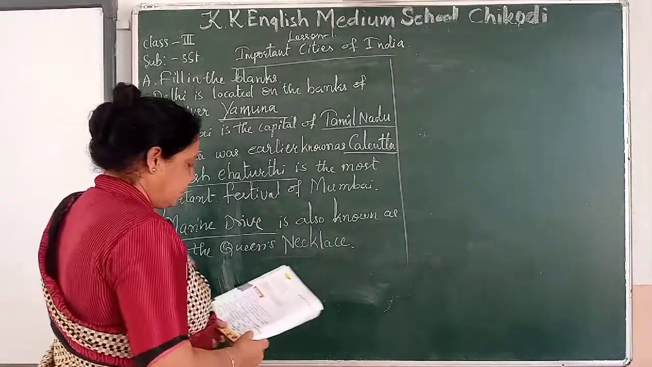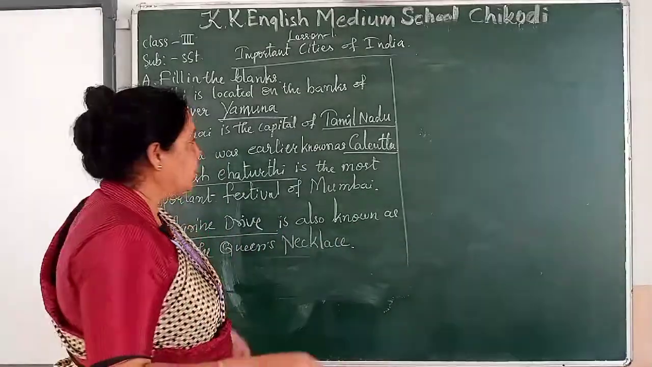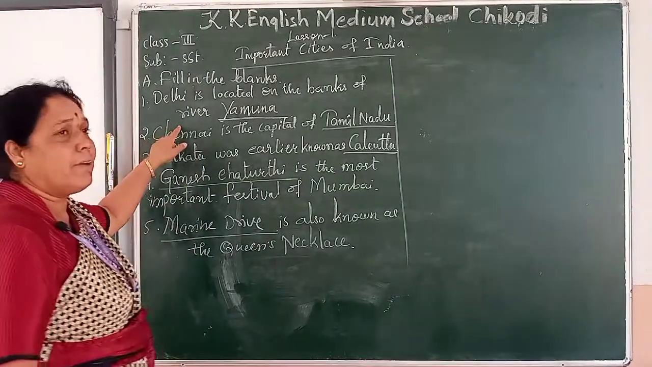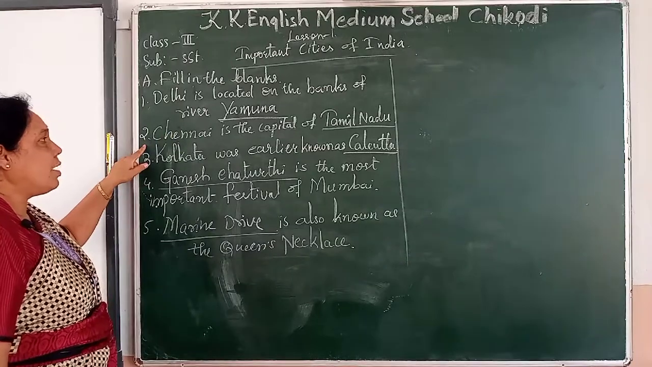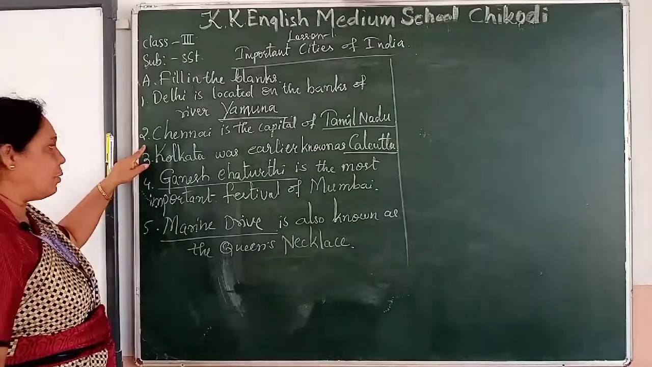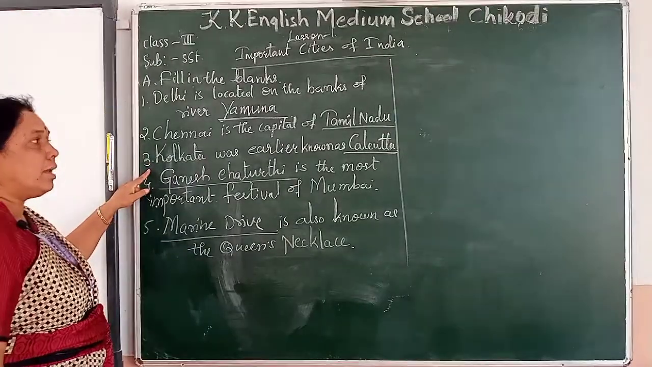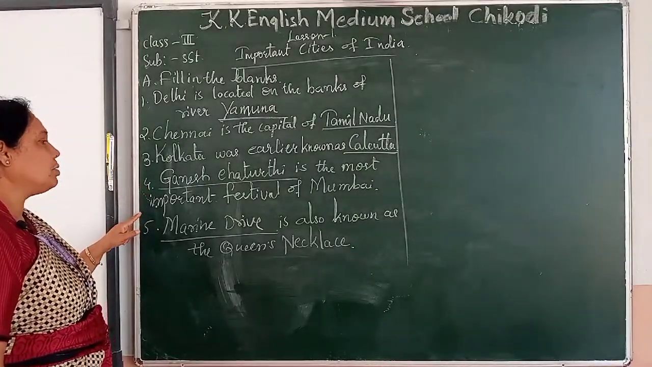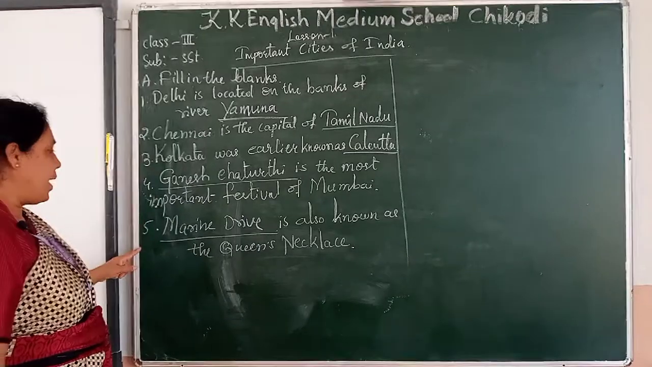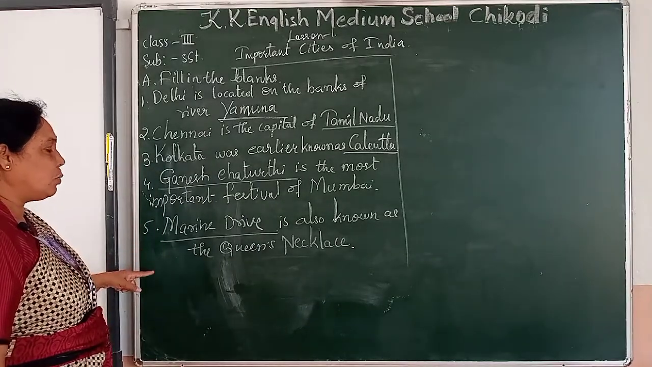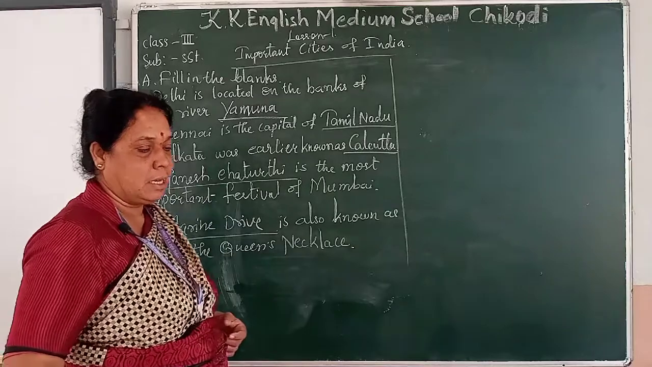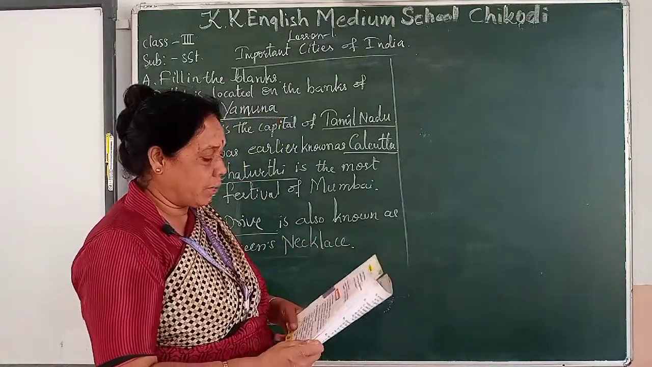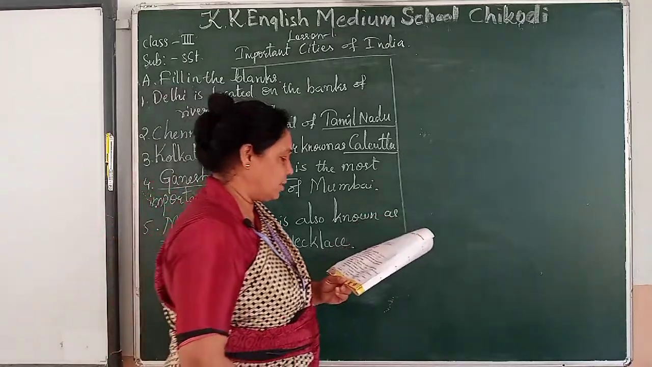Okay, so once again I will read this. So here, fill in the blanks. Delhi is located on the banks of river Yamuna. Second, Chennai is the capital of Tamil Nadu. Kolkata was earlier known as Calcutta. Ganesh Chaturthi is the most important festival of Mumbai. Marine Drive is also known as the Queen's Necklace. Okay, dear students, this is the first part, fill in the blanks. Now, part B, choose the correct options.